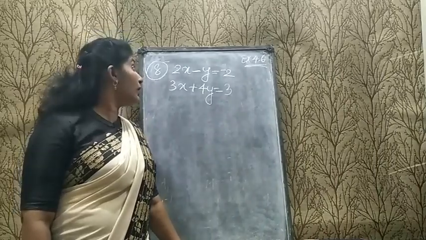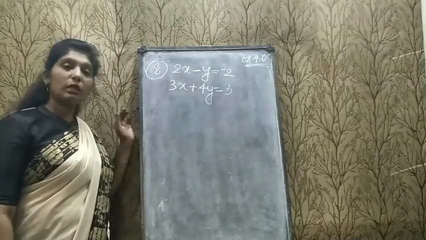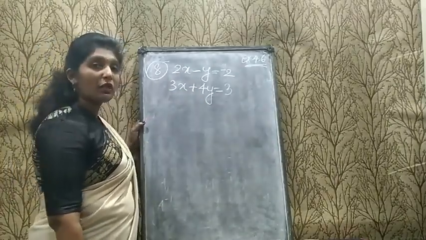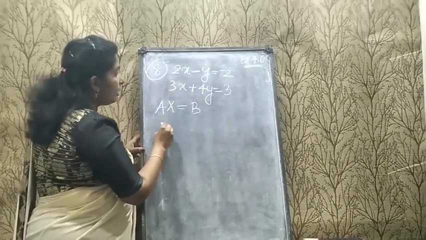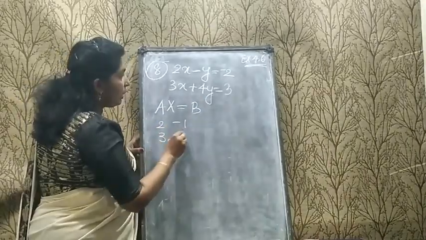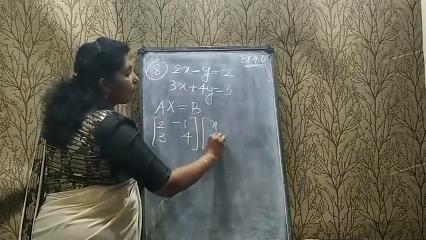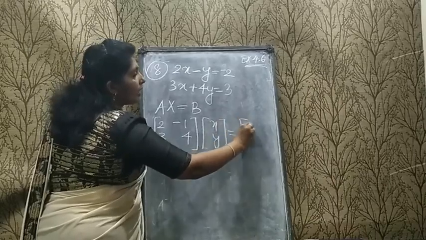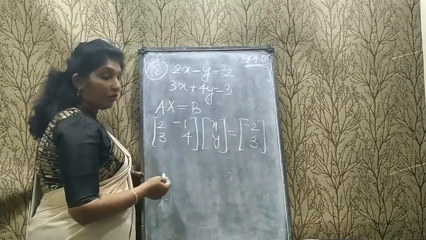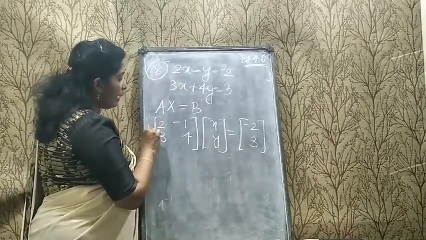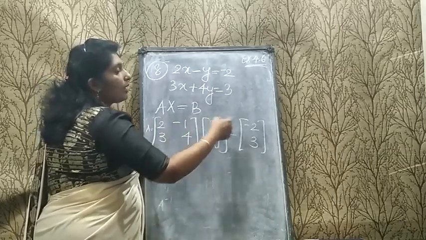Here I am going to explain the 8th question of exercise 4.6. We need to find the value of x and y using the matrix method. The system of equations here also I will write in the form AX = B. It means [2, -1; 3, 4] into X, that is x, y, is equal to the B matrix, that is [-2; 3]. This way we can write the system of equations, where A is [2, -1; 3, 4], X is x, y and the B matrix is [-2; 3].